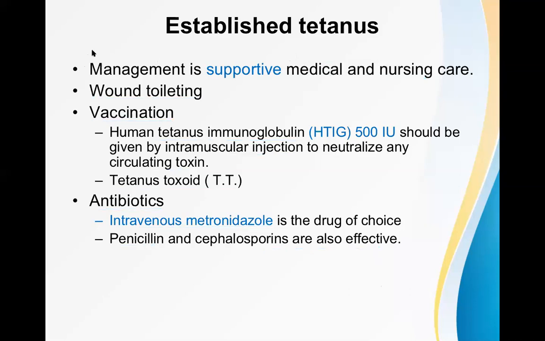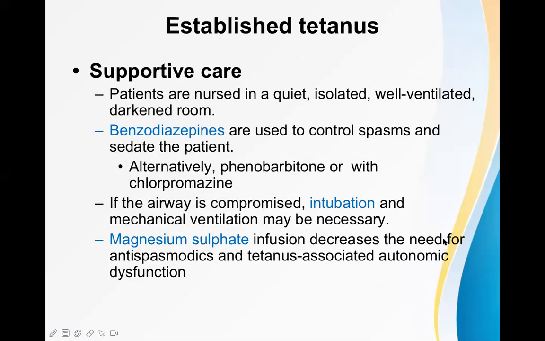Okay, so let's move on. What are the other types of management? See, that supportive care which I mentioned a little bit before. Some more points are here. The patients are nursed in a quiet, isolated, well ventilated and darkened room. There should not be any unnecessary noise. It is a little bit similar to the management of rabies. If unnecessary stimulation is there, then probably that can lead to seizure. So we need to be careful.